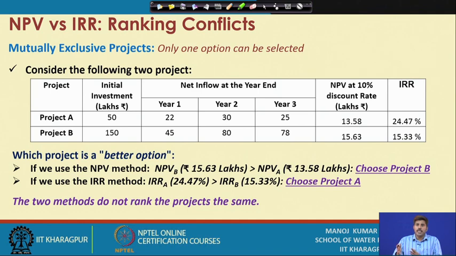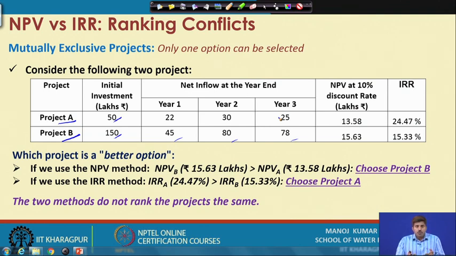So, then which project to select and which not to select, for decision making of that, let us see this with an example. So, we have two different projects, project A and project B. The initial investment in project A is, let us say, 50 lakh rupees and in project B is 150 lakh rupees, and this is my net inflow, the cash at the end of year 1, 2 and 3 from the two projects.